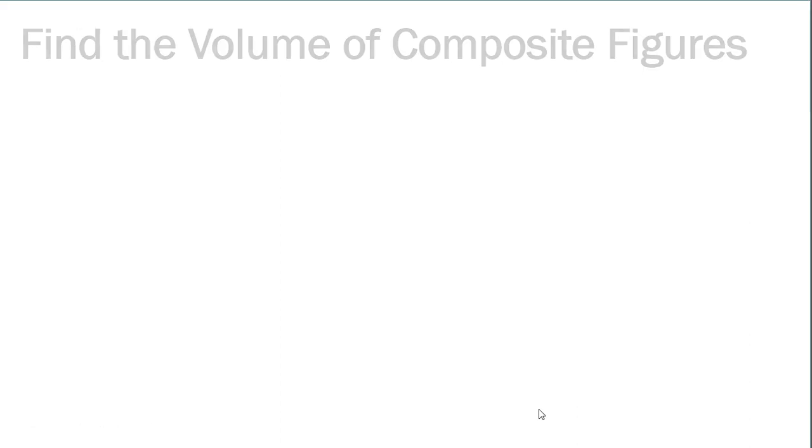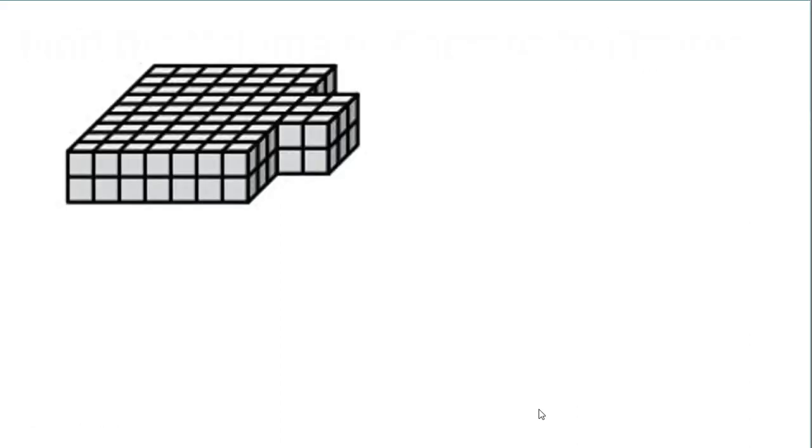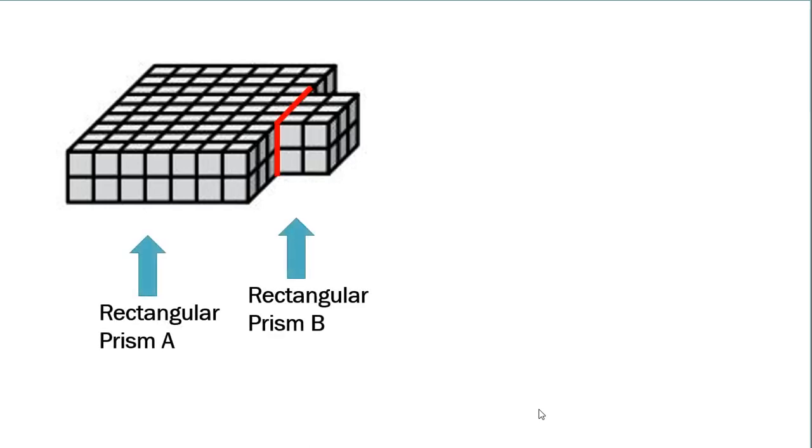So now let's find the volume of a composite figure. Here we have a composite figure made up of unit cubes. First thing we can do is separate this figure into two rectangular prisms. Here we have a rectangular prism on the left, which is the prism A, and we have a rectangular prism on the right, which is rectangular prism B. What we can do is use the volume formula, which is length times width times height, to find the volume of each of these rectangular prisms and then add them together.